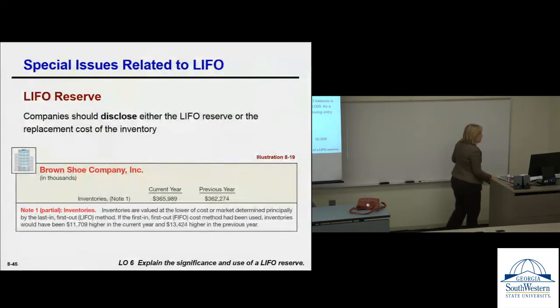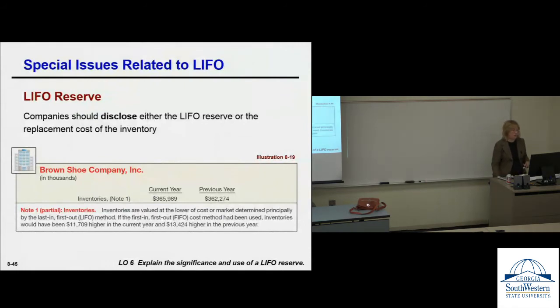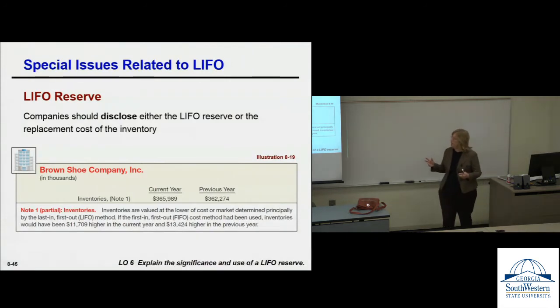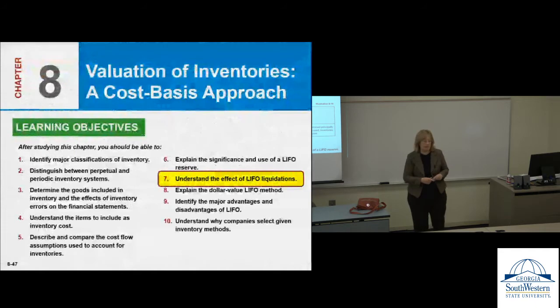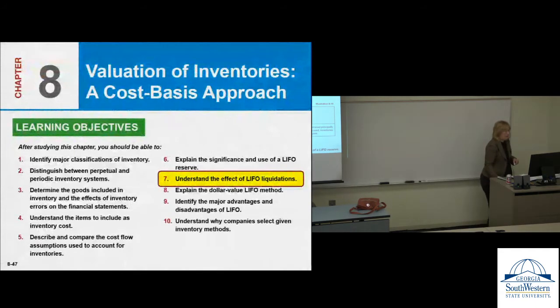But it could be that some years, we'll have what's called a LIFO reserve, okay? So the company has to disclose the amount of their LIFO reserve. Now, why is this? So that investors can tell what is the effect of the company assuming the LIFO method. The investors can tell that the company has this positive benefit just from the LIFO method, okay?